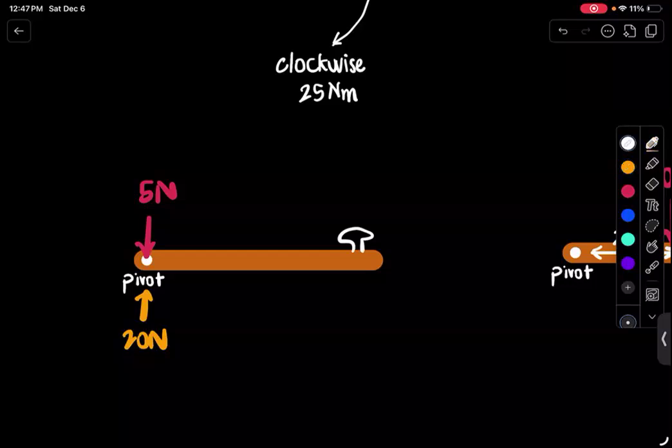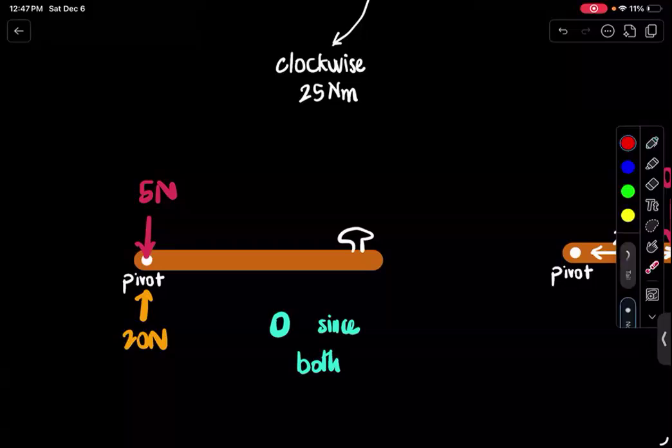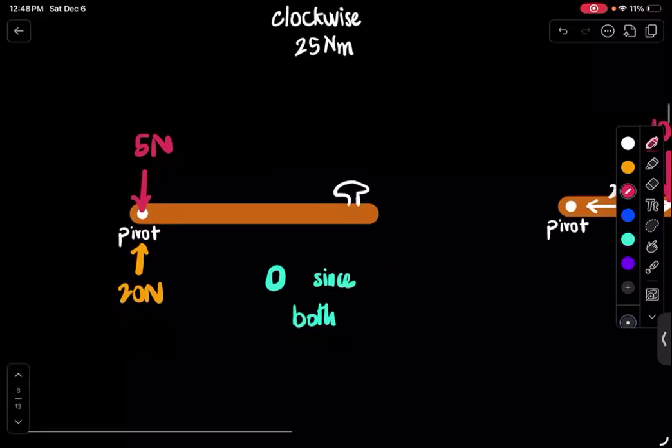Nothing. Absolutely, it's going to be zero again, since both are on the pivot. If there's another person on the other side, he or she is also pushing on the pivot. None of you are going to achieve anything.